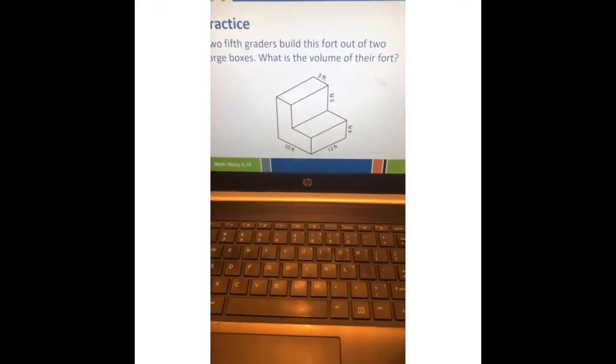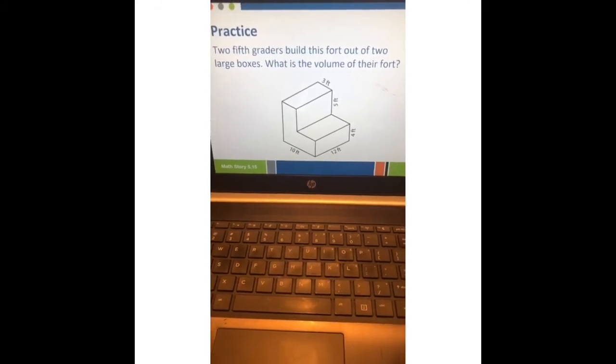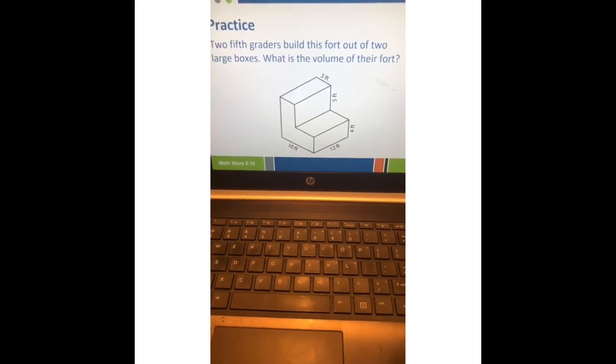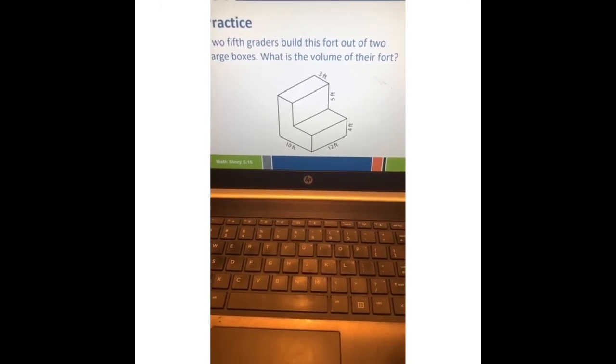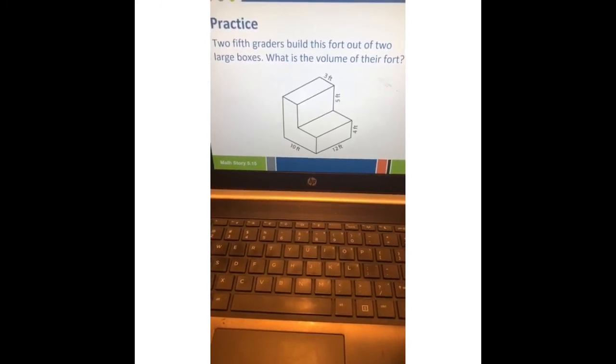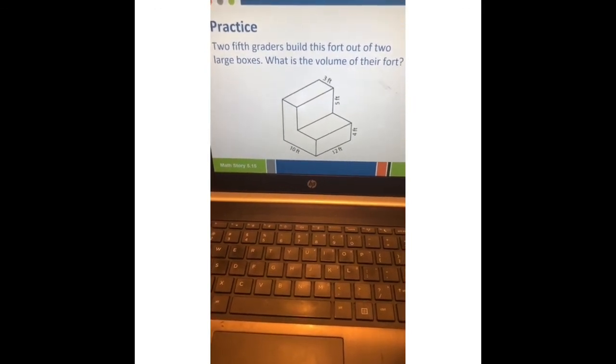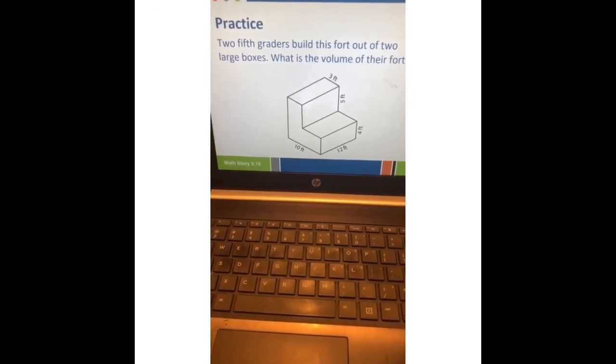Now let's look at the problem that you'll do on your own today. Two fifth graders built this fort out of two large boxes. What is the volume of their fort? Go ahead and pause the video. Think about the strategies we've learned so far. Look at what lines are parallel to each other. That may help you, and good luck.